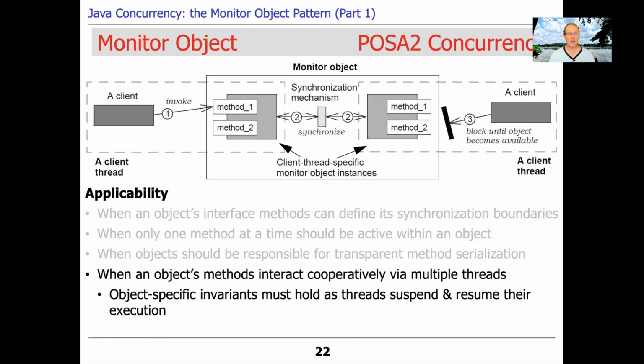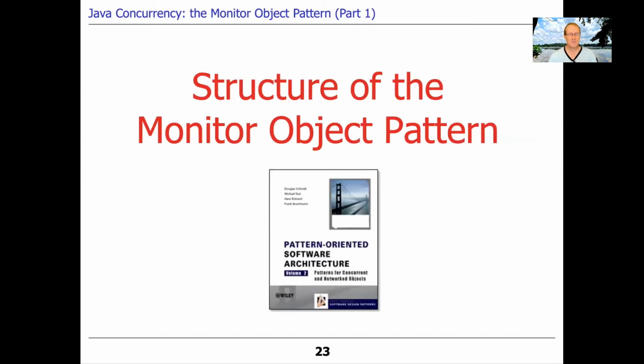And one of the things we'll talk about when we get into the implementation details is that we're going to have to make sure that locks are properly used to ensure that object-specific invariants hold as the threads suspend and resume their execution. So when a lock is held, then you don't have to worry about the invariants because nobody else can get in there and discover that things aren't quite consistent. But when the locks are released, then the invariants have to hold, because otherwise chaos and insanity will break out.